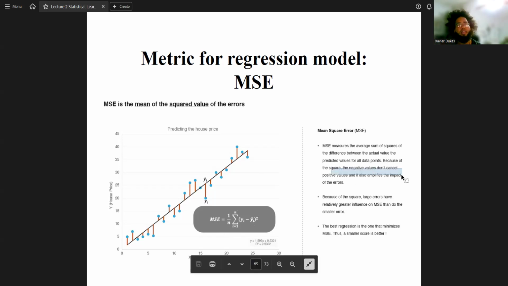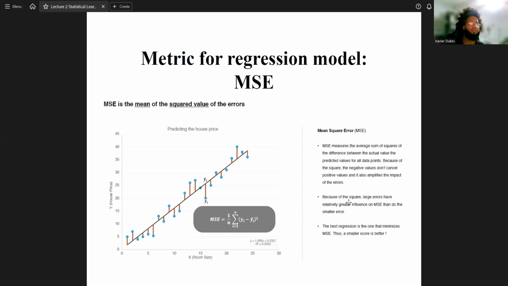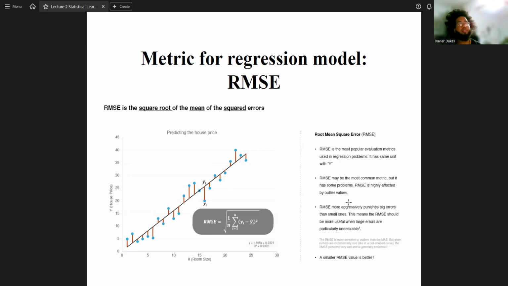Because of the square, the negative values don't cancel and they become positive. And this also amplifies the impact of errors. Because of the square, large errors have relatively greater influence on mean squared error than the smaller errors do.